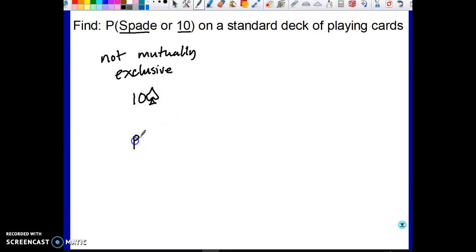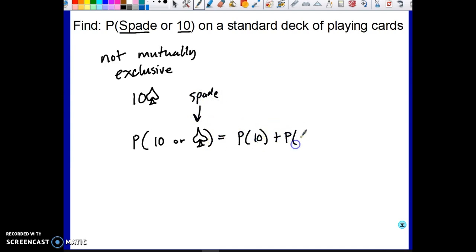Okay, so the probability of getting a 10 or getting a spade, it's a spade if you didn't know, that's the shape it is, it's like a shovel, is the probability of getting a 10 plus the ways I can get a spade minus the one time it happens twice. All right? 10 of spades. Now think about that, because how many different 10s are there? There's 4 10s. There's the 10 of hearts. Sorry, that's diamonds. 10 of hearts, 10 of spades, 10 of clubs. Those are the 4 different ways it can happen.